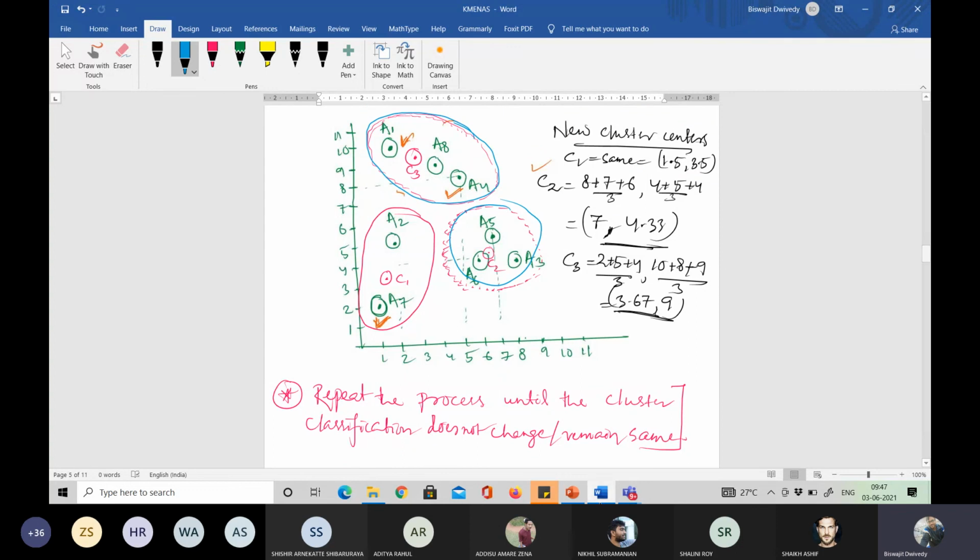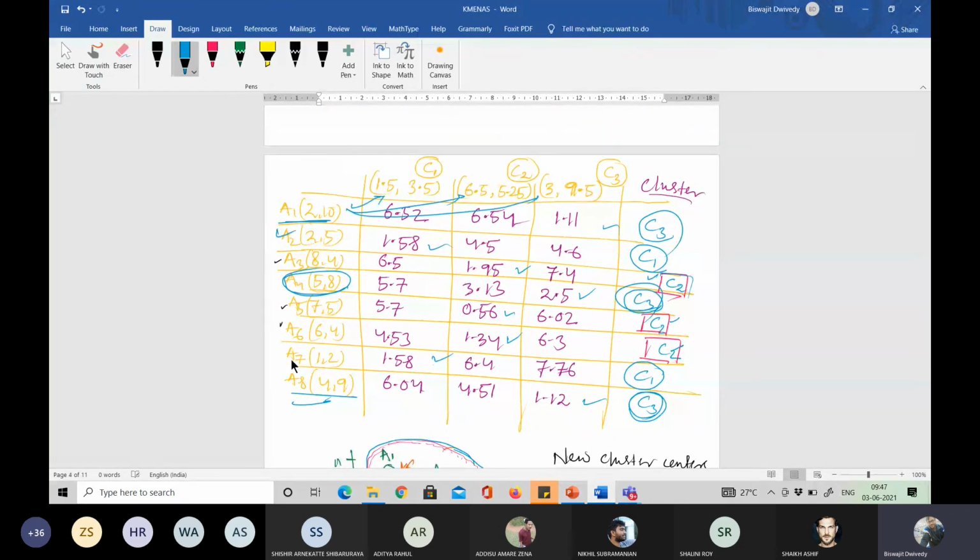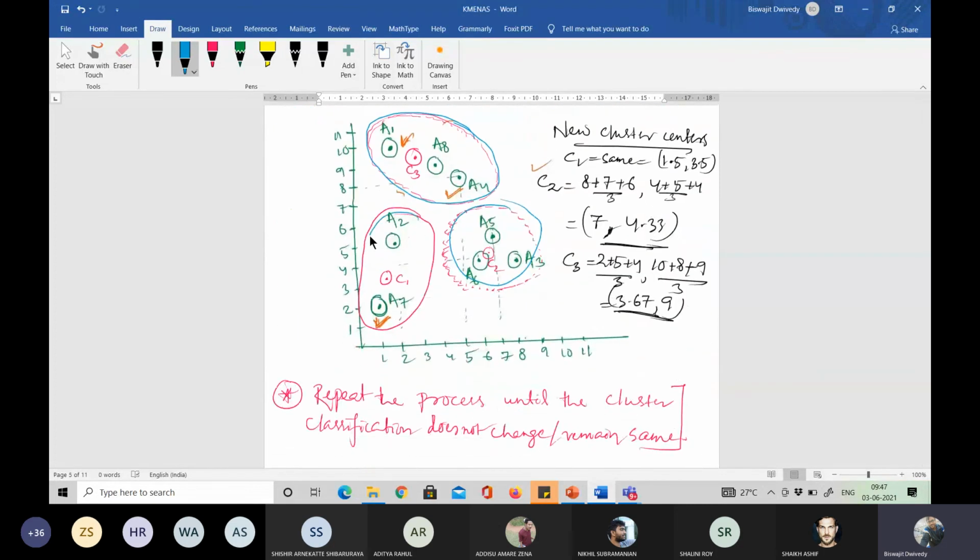Similarly, A2 and A7 are in one cluster, so there is no change in this clustering. This cluster is unchanged. The only thing that is changing is in this cluster. After doing this, it looks a little bit correct. After that, whether this is the final clustering or whether more changes are needed.